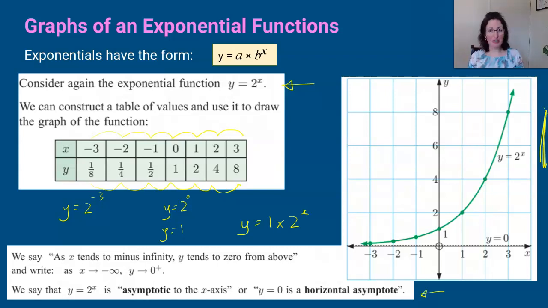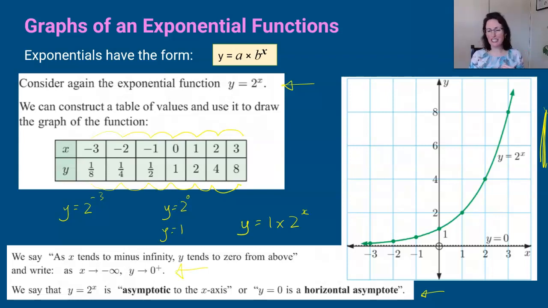Some of the language that you may or may not need is the idea of an asymptote. And so let's have a read of what it's got here. As x tends towards -infinity, so that's going off to the left, y tends towards 0 from above. So y is getting really, really close to 0, but it's never going to touch it. And it's coming down from above to get close to that 0. And that's the formal way we write that.